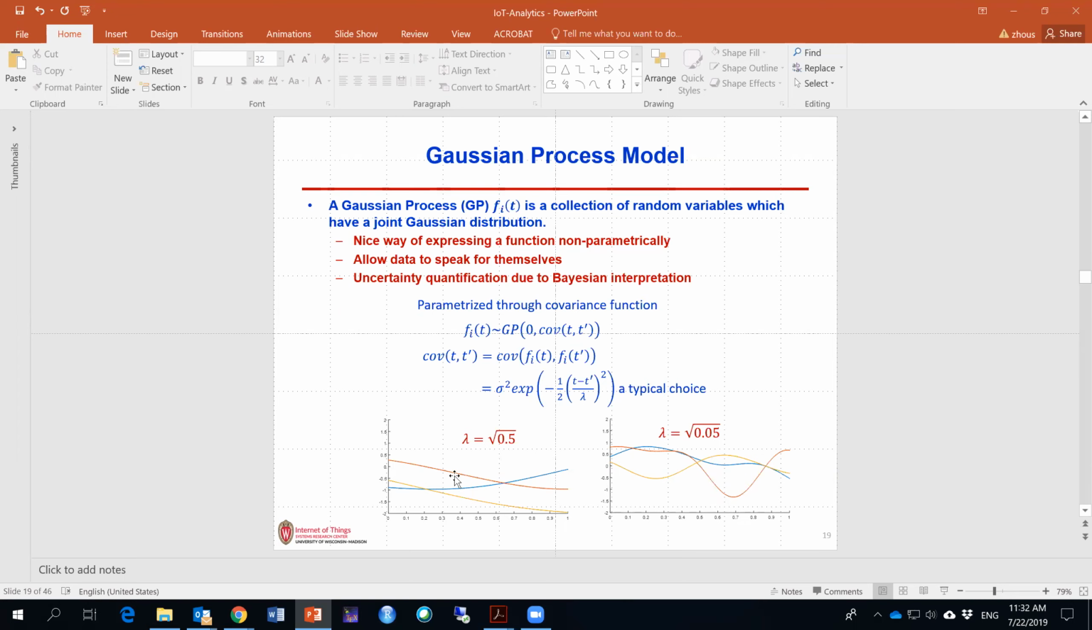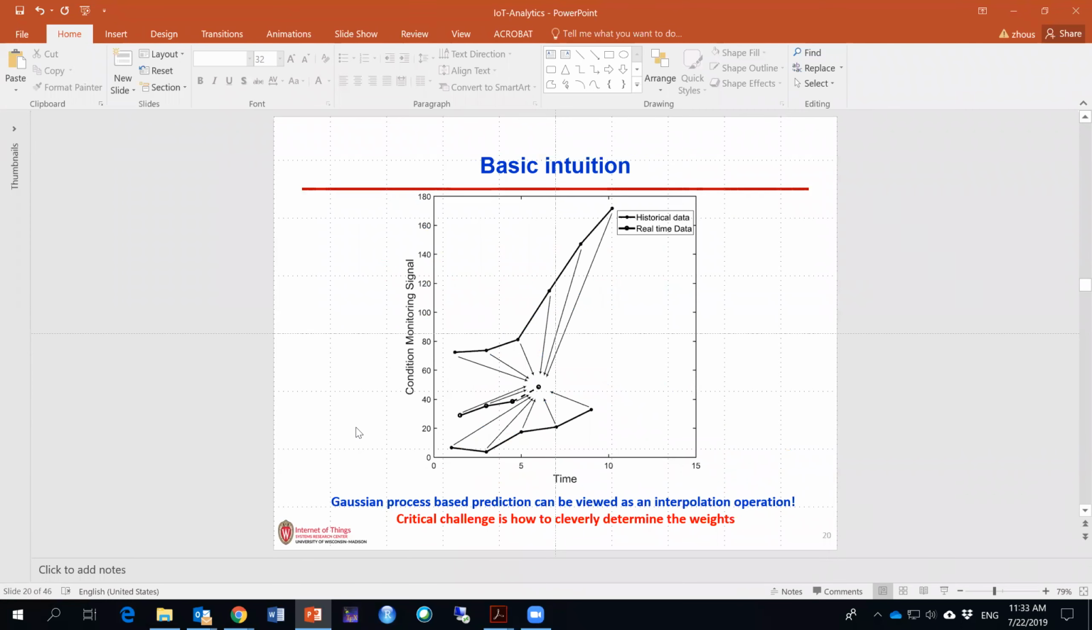But if we specify the covariance between two inputs of these two Gaussian random variables to be very high, that means these two random variables are very similar to each other. So we will get a very smooth curve, a very smooth Gaussian process function. So you can see, by specifying different covariance functions, we will end up with quite different characteristics of the functional form. So Gaussian process is a very flexible way to describe this functional data.